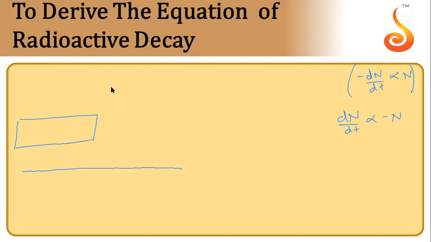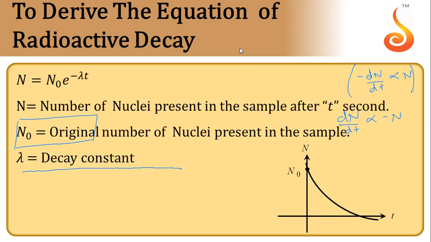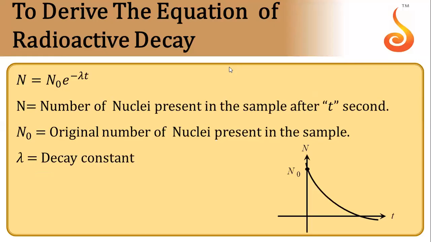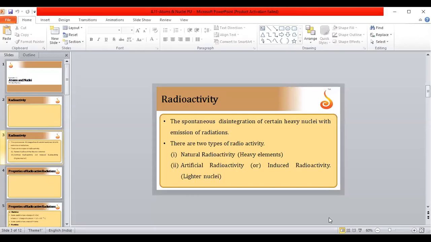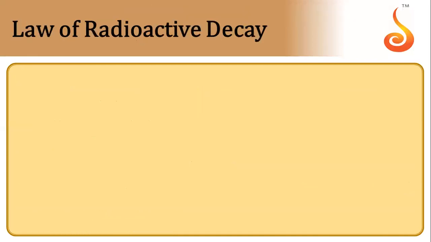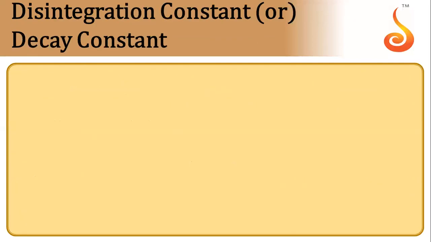Next we are going to derive the equation of radioactive decay. So right now we have the equation dN by dt equals minus lambda N. On rearranging this, taking N in the denominator, this will become dN by N equals minus lambda dt.